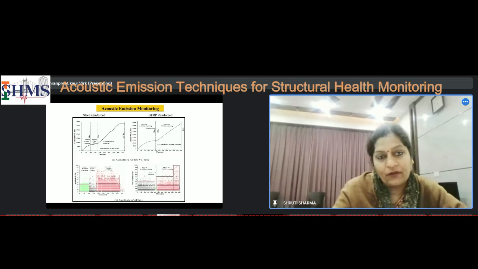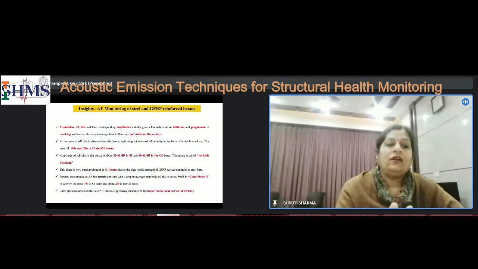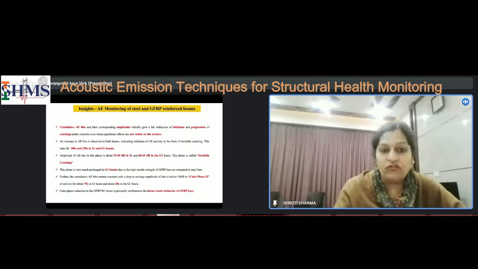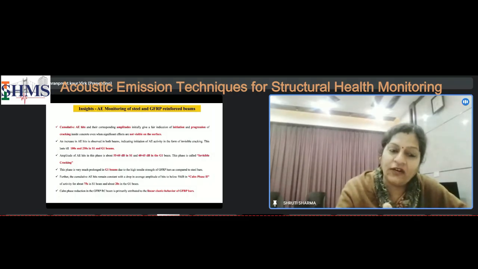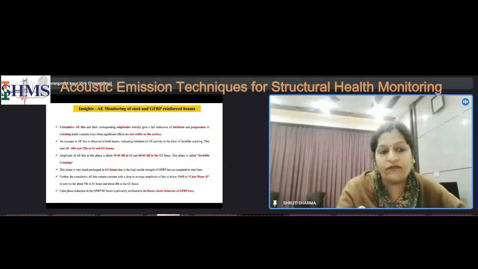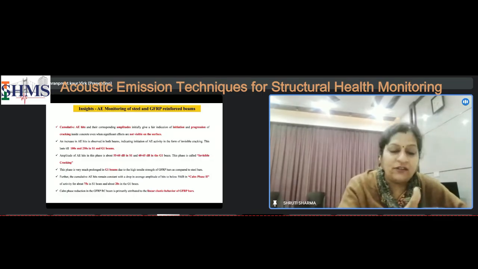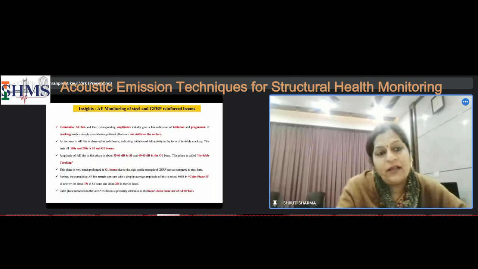Next slide. So if I give you the key insights, the cumulative AE hits or even the amplitudes indicate how the cracking is happening inside the two. These are just some things which I've already said. In the initial phase, a large number of hits is there in the GFRP reinforced beam, lesser hits in the steel reinforced beam. Even the amplitude in the steel reinforced beam is lesser, larger in GFRP reinforced beams. And the initial phase of taking the load, because of its high tensile strength, is prolonged, but then it fails suddenly.